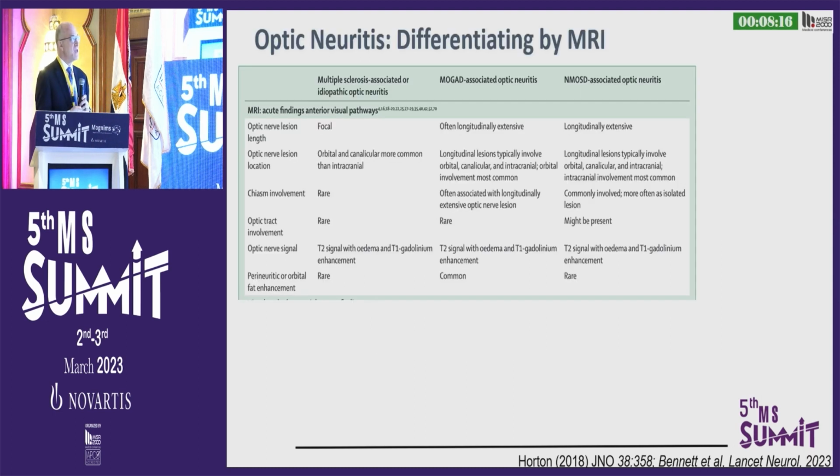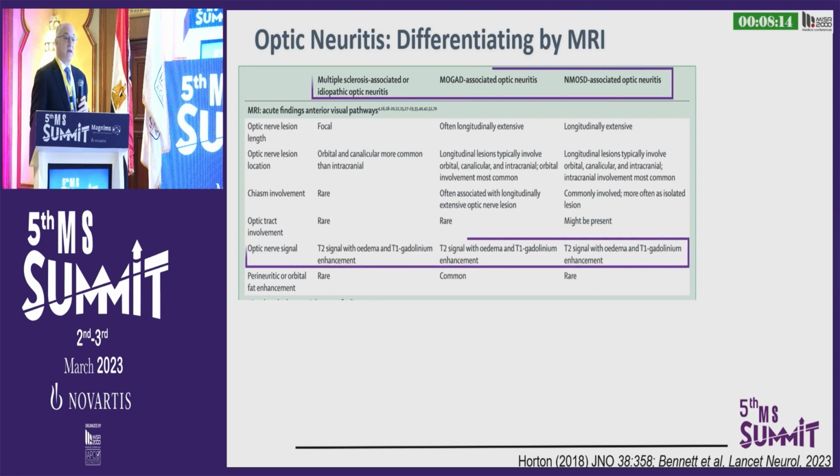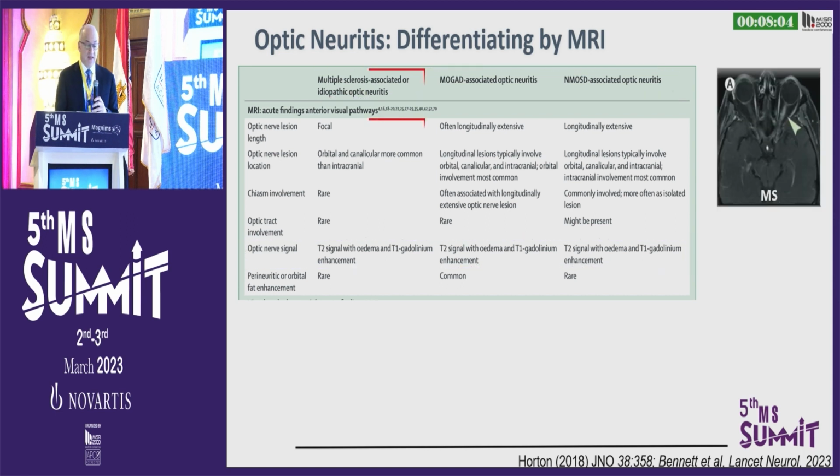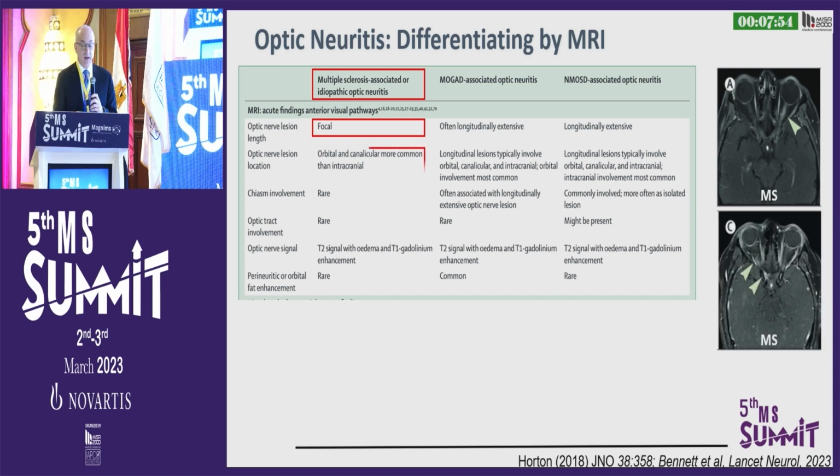When it comes to imaging, please note that the optic nerve signal change is not going to be that helpful. All of these conditions cause T2 signal change, gadolinium enhancement. But for MS, focal lesions are key. And as can be shown on the right, a focal intraorbital lesion with MS-related optic neuritis. And you can see those that are prominently in the canal or in the orbital space.